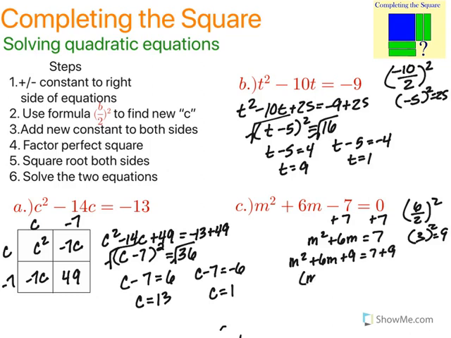We're going to factor our perfect square trinomial that we have on the left, which is m plus 3 squared is equal to 16. And then we're going to square root both sides. Remember that the square root of 16 is going to be both 4 and negative 4. When I solve, I get m is equal to 1, my bad, and m is equal to negative 7. So those are my two solutions there.